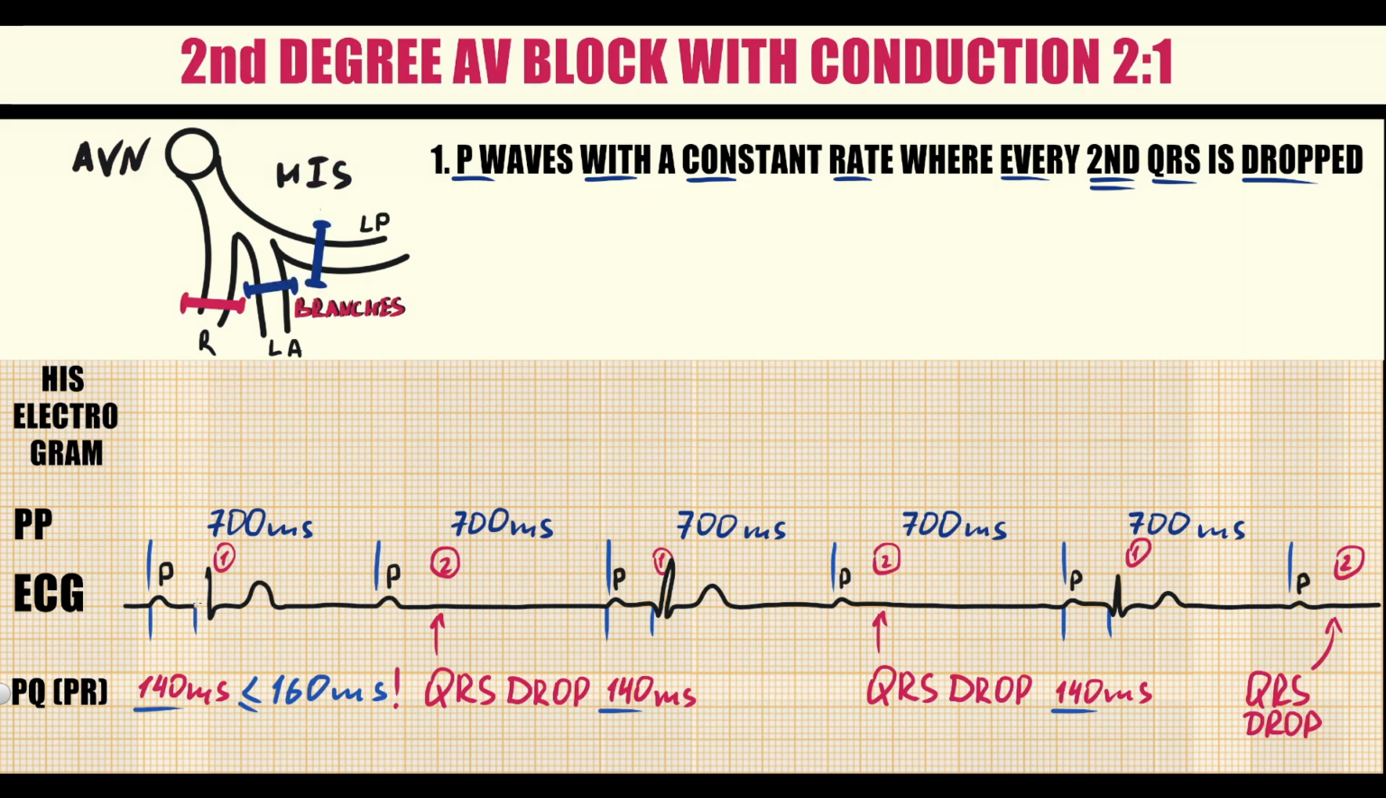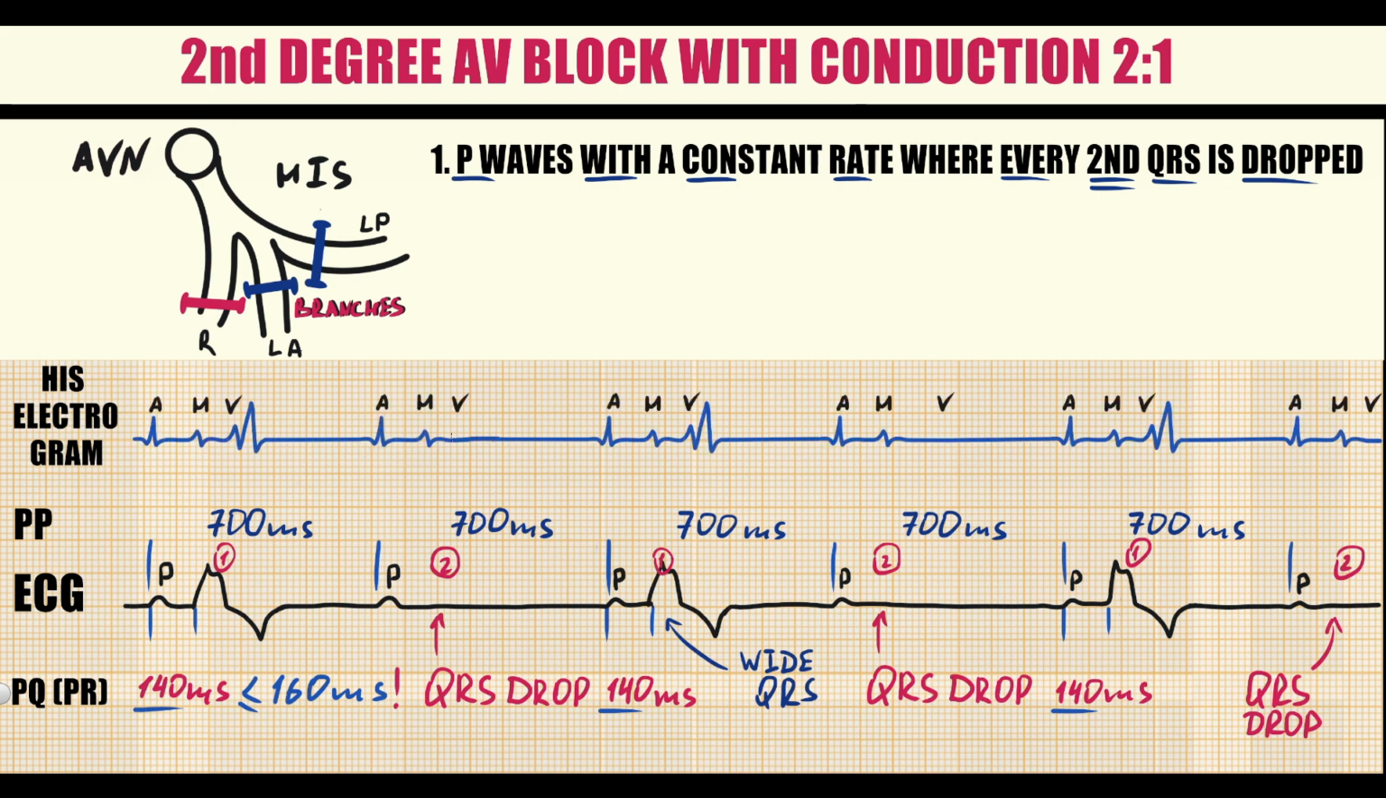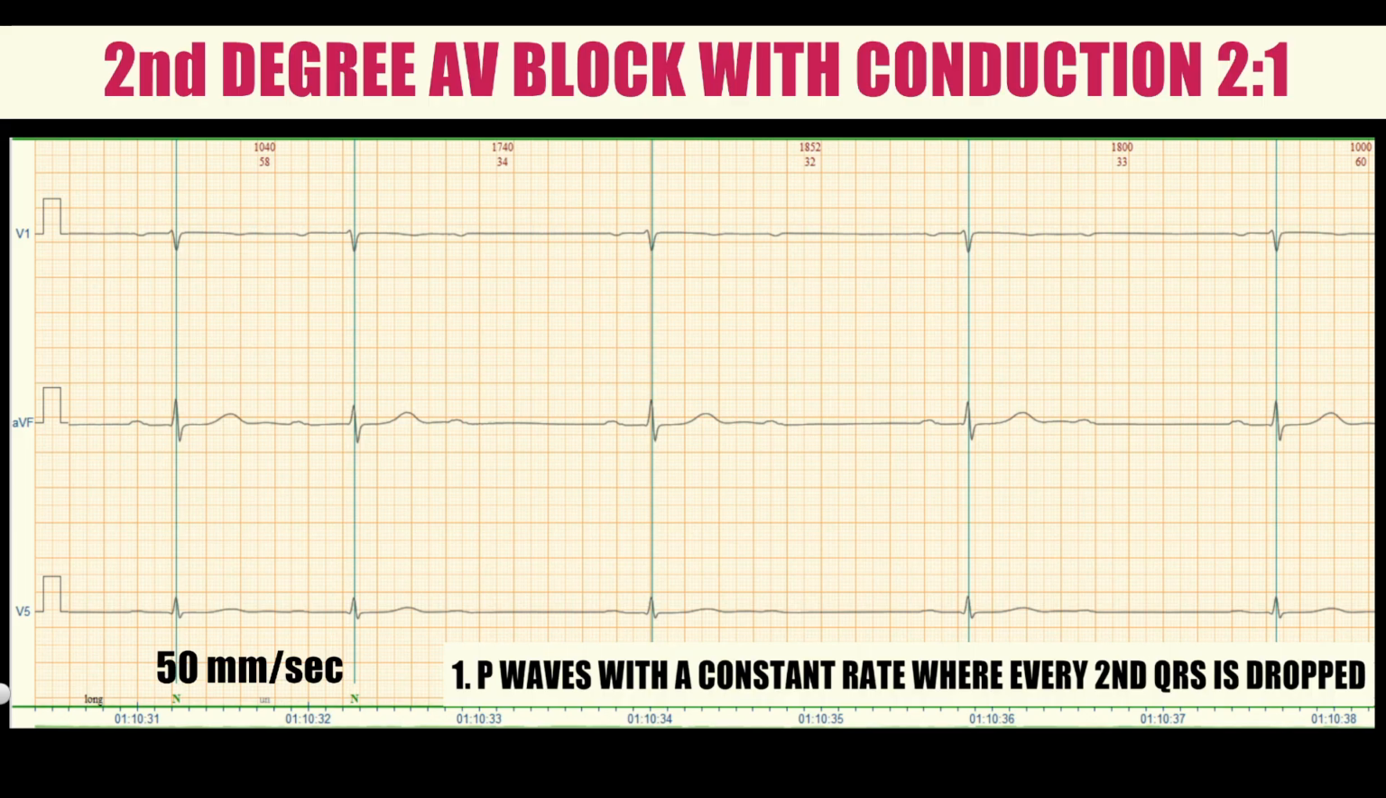In case of infra-His AV block localization, we see the same picture but with wide QRS complexes due to concomitant bundle branch block. Electrogram demonstrates the V spikes dropping. Let's go to a real ECG example.